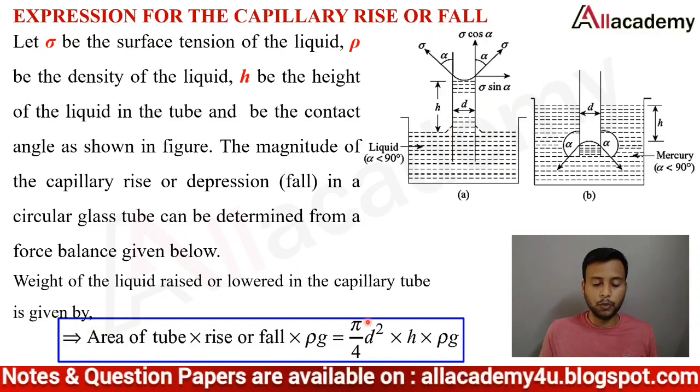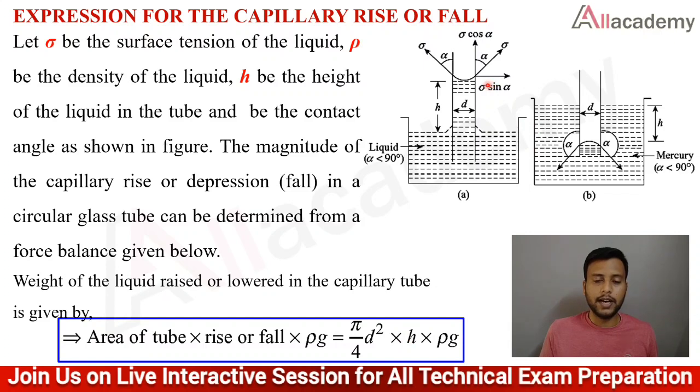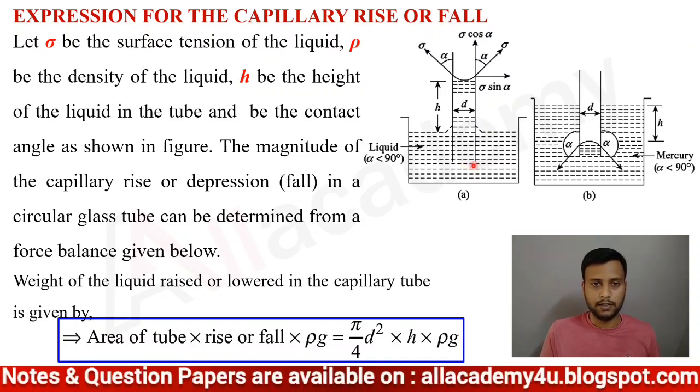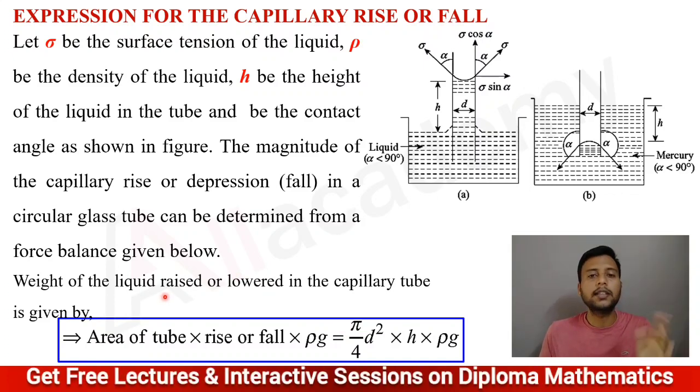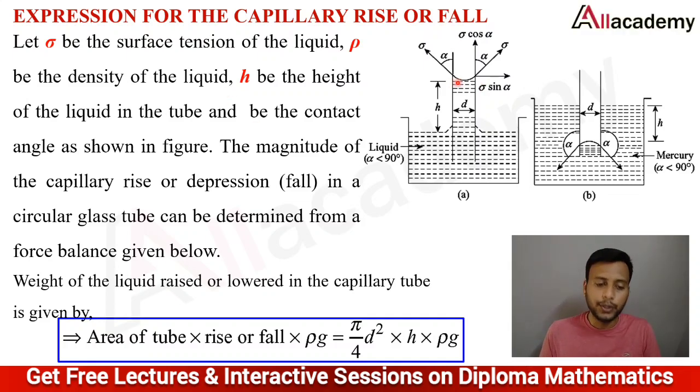Now the area of a tube can be identified by using pi by 4 into d square, because I know the diameter of the tube. Here h is the height, whether it is a capillary rise or a capillary drop. Similarly rho is the density of the liquid which we have considered in this experiment, and g is the gravitational constant, that is 9.81. From this equation I can identify the quantity of water raised or lowered in the glass tube or capillary tube.